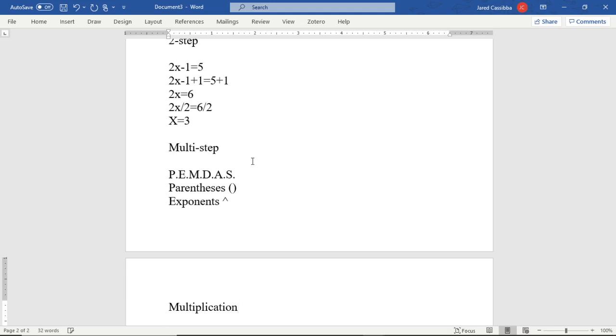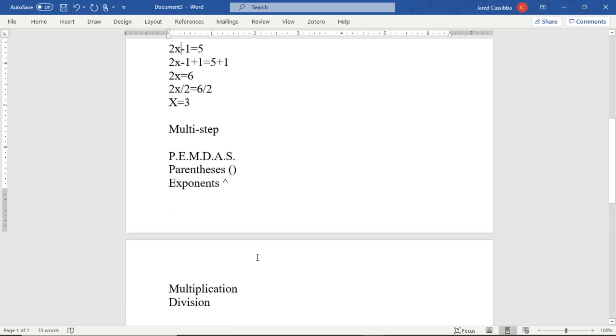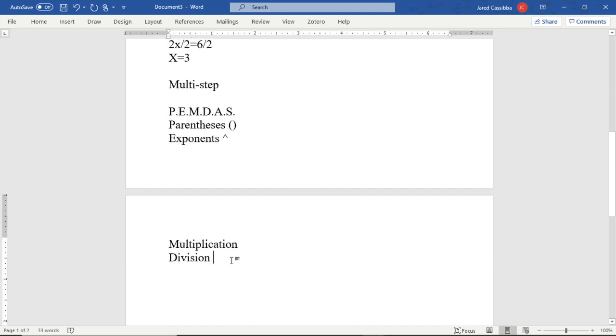and then division. Now these two do not have to be done in that order. You don't have to do multiplication first, then division. It all depends on which one comes first. So when you read it from left to right, so you read all of these just like before. You read 2x minus 1 equals 5 from left to right. Whichever one you hit first is what you do in that sense. The same goes for the last two, which is addition and subtraction.